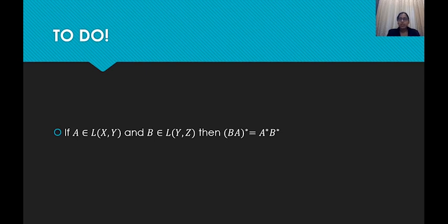So I just want you guys to verify one thing, that is if A is an element of L of x comma y and B is an element of L of y comma z, then (BA) star, okay, is equal to A star into B star. So just try to prove this. It's a very easy proof. So (BA) whole star is equal to A star into B star. So just try to solve this.